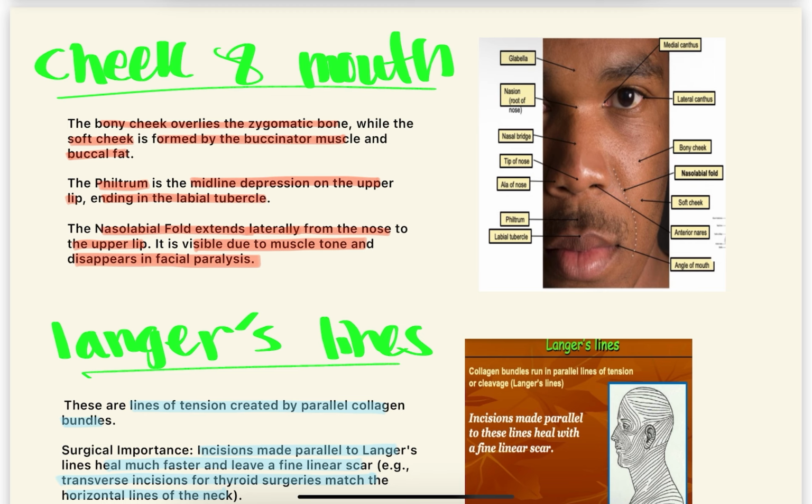Because of the muscle tone. But in case of paralysis in the face or Bell's palsy, put in your mind this term, Bell's palsy, we're going to talk about it later on. This will be disappeared. We will not see it. We will not see this depression. We will not see this fault.